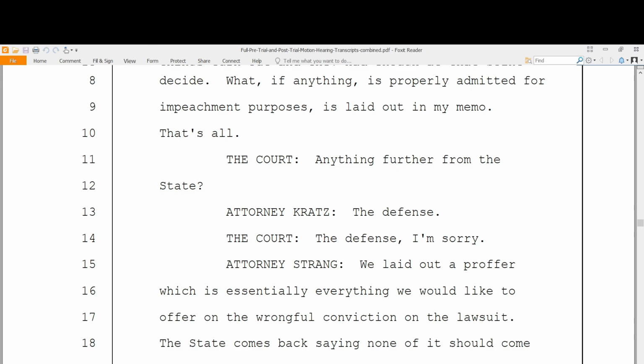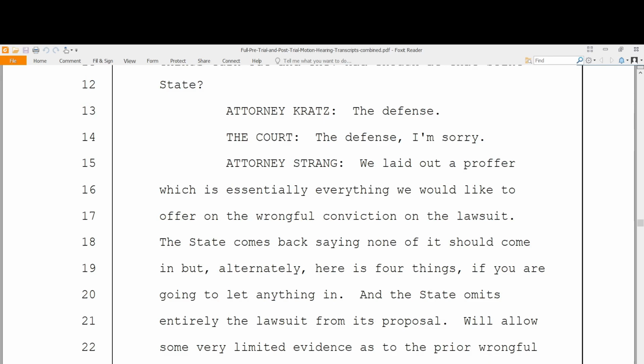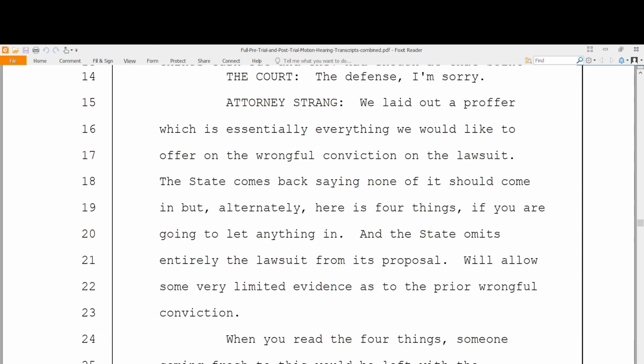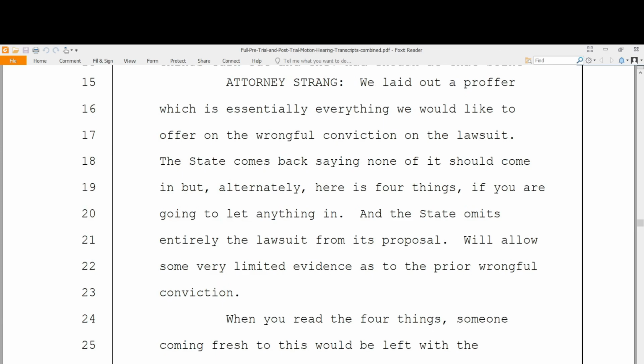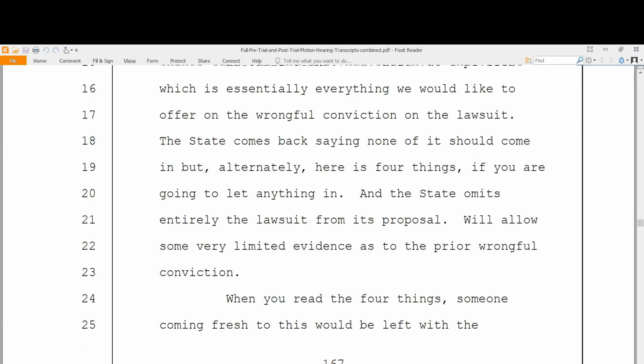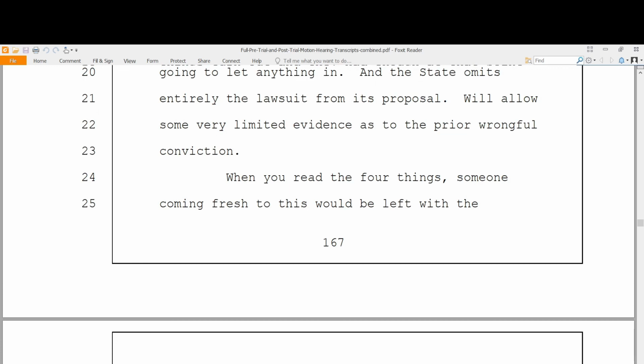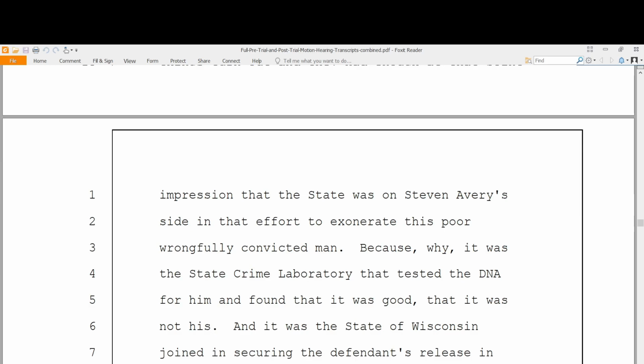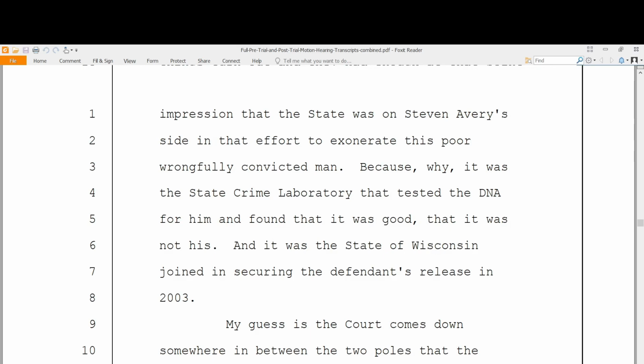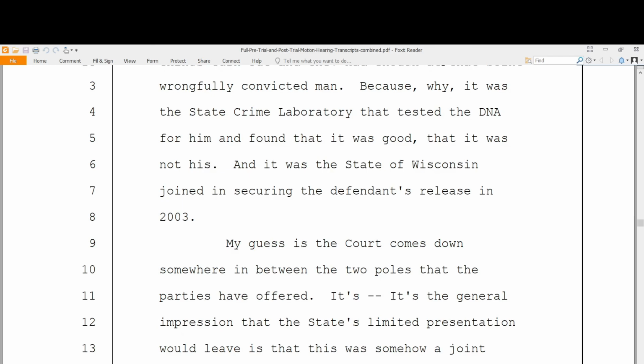The court: Anything further from the state? Attorney Kratz: No. The court: The defense. I'm sorry, Attorney Strang. We laid out a proffer, which is essentially everything we would like to offer on the wrongful conviction lawsuit. The state comes back saying none of it should come in, but alternatively, here are four things if you're going to let anything in, and the state omits entirely the lawsuit from its proposal, and will allow some very limited evidence as to the prior wrongful conviction. When you read the four things, someone coming fresh to this would be left with the impression that the state was on Steven Avery's side in an effort to exonerate this poor wrongfully convicted man. Because, why? It was a state crime laboratory that tested the DNA for him and found that it was not his. And it was the State of Wisconsin that joined in securing the defendant's release in 2003.